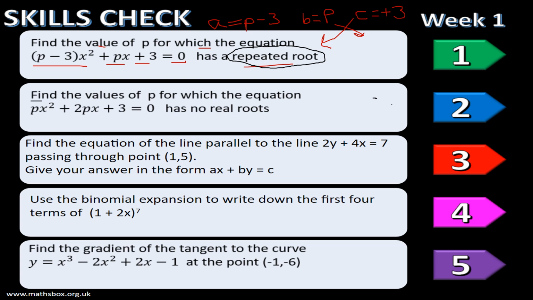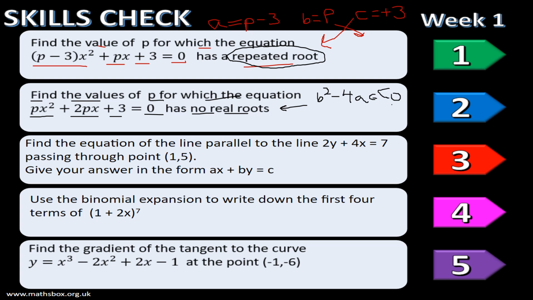Week 2, question 2. Find the values, so plural, of p for which the equation px squared plus 2px plus 3 equals 0 has no real solution, or no real roots. Again, that's when the discriminant is strictly less than 0. So we have b squared minus 4ac is less than 0. We are going to end up forming and solving a linear or a quadratic inequality.